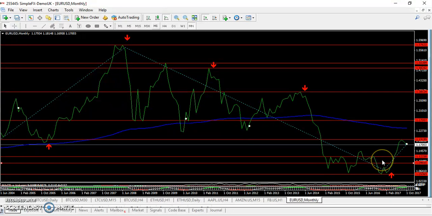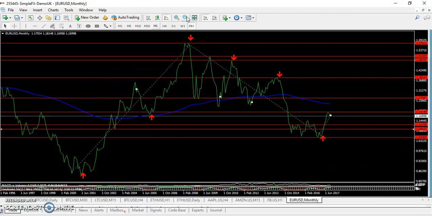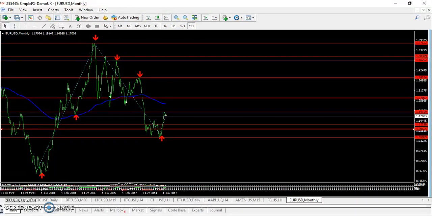So we just want to get all the touches. And then sometimes you want to zoom out a bit. That way you can make sure you're as accurate about it as possible. Like right there, we would have totally missed that one if we didn't look way back here.